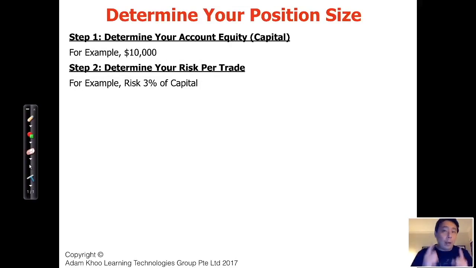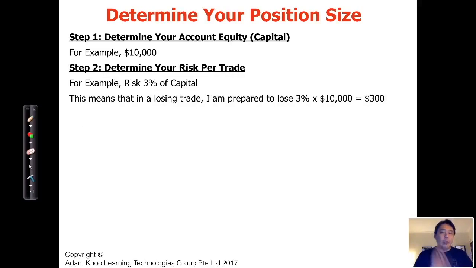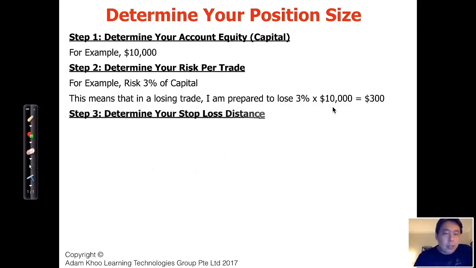Again, once you upgrade to 3%, you can't go back. You've got to keep being consistent with that same 3%, right? So this means in a losing trade, you are prepared to lose 3% of your capital, which is $300. Step 3, determine your stop loss distance.